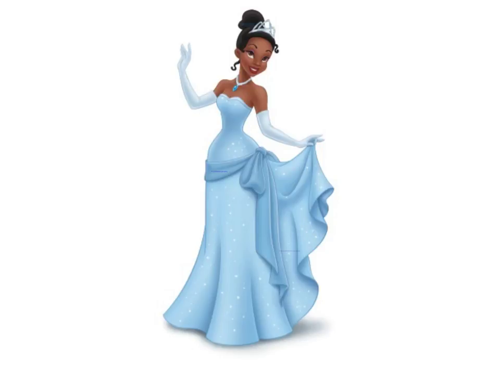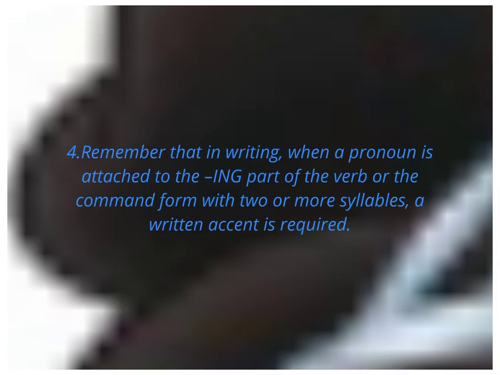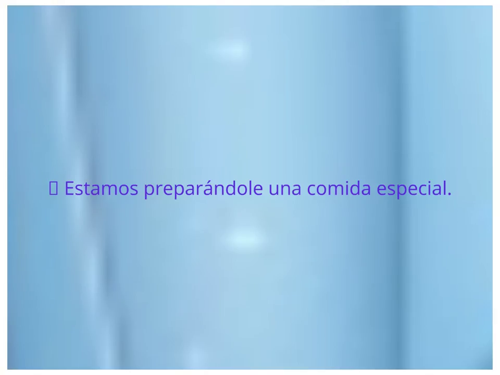Okay, here we go. Remember that in writing, when a pronoun is attached to the verb, oh, that's what I just explained. With two or more syllables, escríbeme pronto. We have our accent, okay, 1, 2 on the third. Estamos preparándole una comida especial. We are preparing a special meal for her or for him.